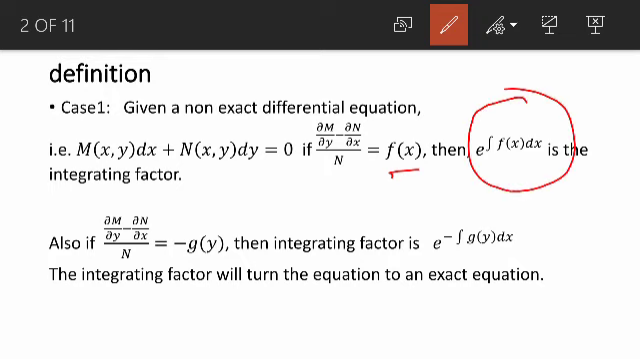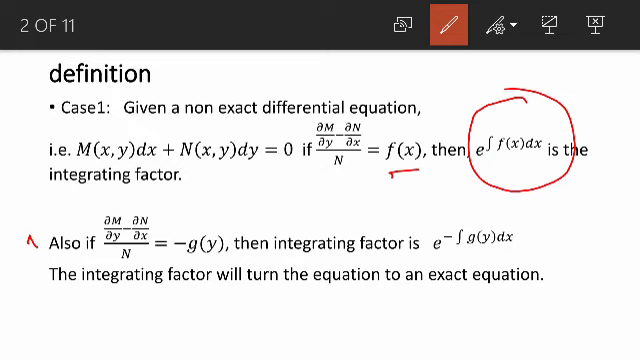Remember, an integrating factor is just an expression you can multiply your equation with to give you what you're looking for. So if the partial derivative of M with respect to y minus the partial derivative of N with respect to x, divided by N, gives us a function of x, it means that e to the integral of f(x) dx is the integrating factor.